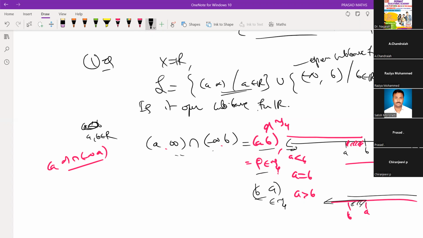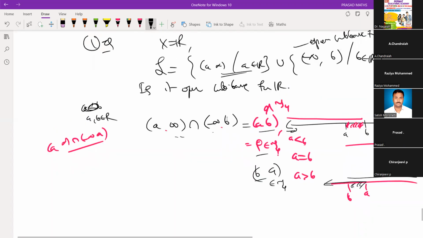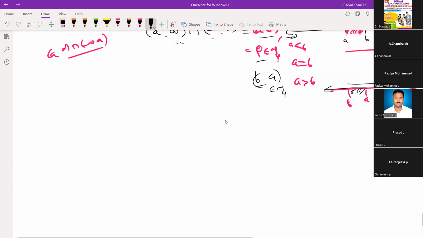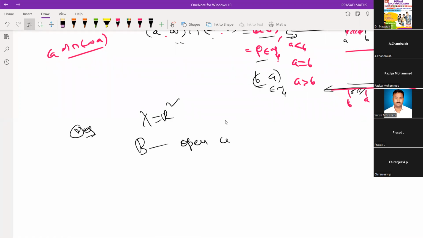Suppose you take X equals R2. What is my open base? Open rectangles or open circles. It's an open base. Yesterday we have seen open bases for R2, of course open circles and open rectangles.